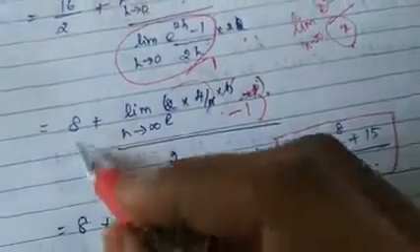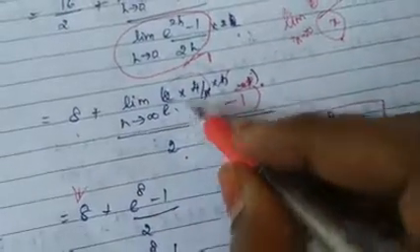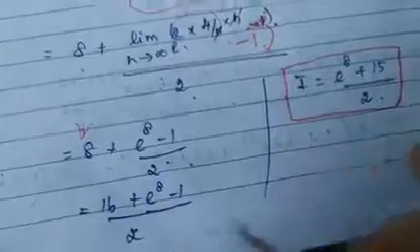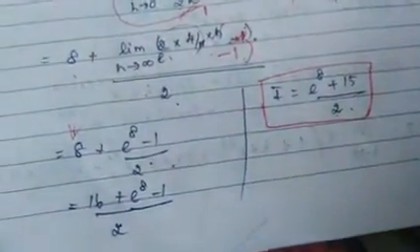Therefore, what you will have? This 8 you will be writing. Here it is e power 8 minus 1 by 2. After that what you can do? You can take LCM and simplify the answer and write the final result.